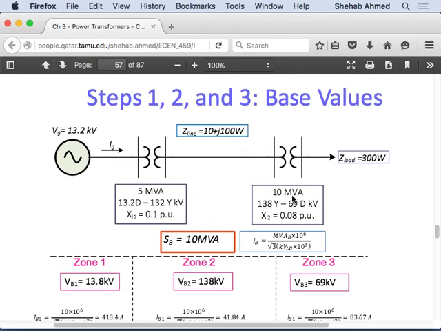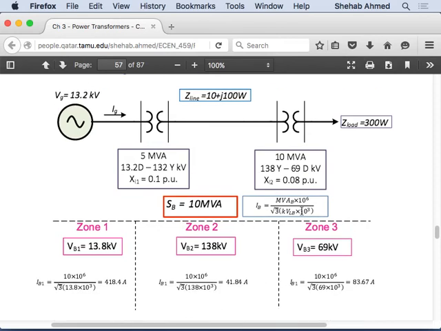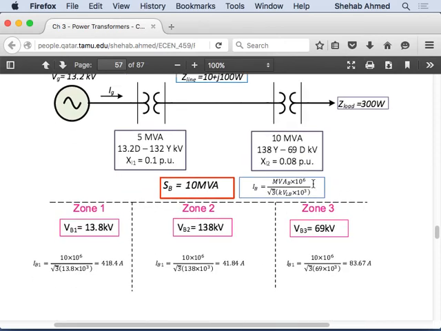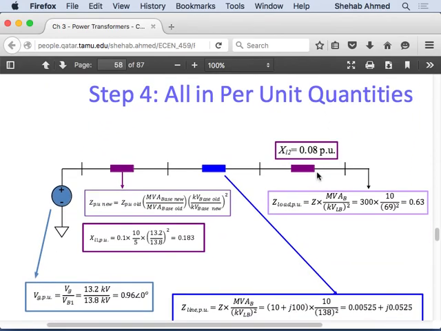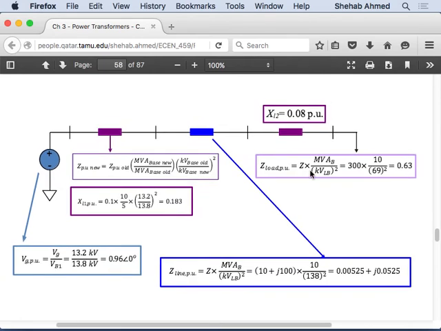For this one, it's the same power base and same voltage base as what I've chosen in a different zone, so I don't have to do anything. You will find that this impedance 0.08 will just come down as 0.08, the same. But if the voltage bases and the power base are not the same, you have to convert to the new power base. You have to apply the change of base equation. So any questions on this?